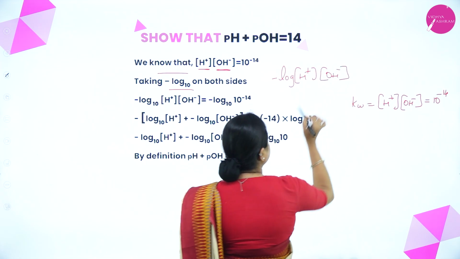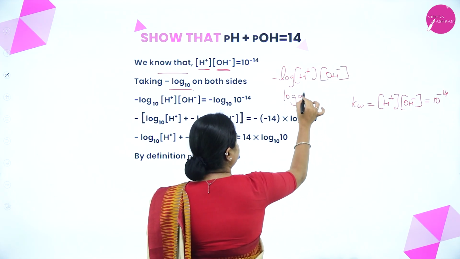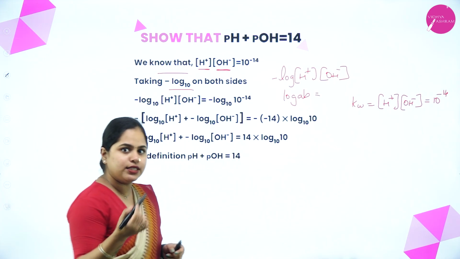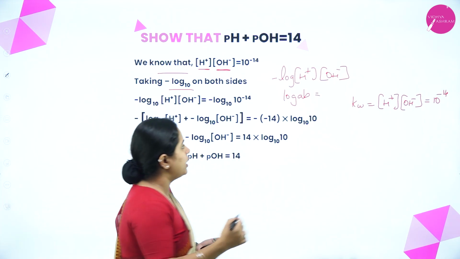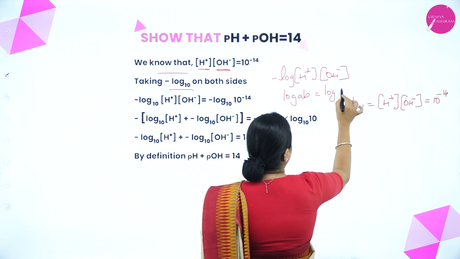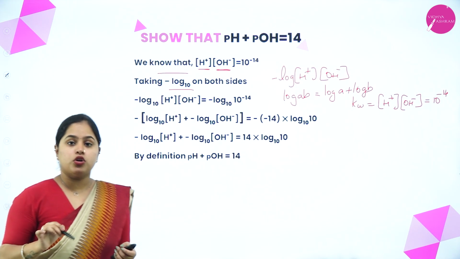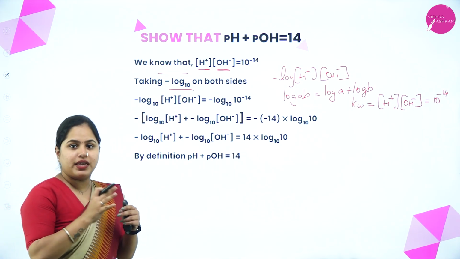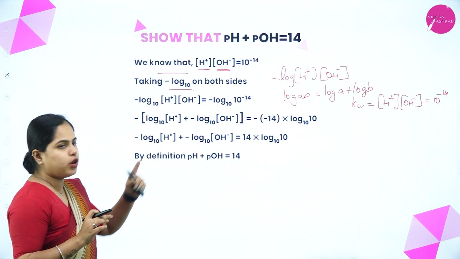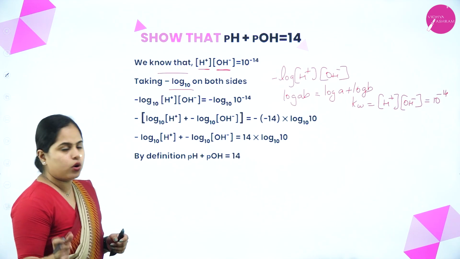So can I tell that this is in the form log AB? Yes, it is log A into B, right? So what is log A into B? It is log A plus log B. So log AB is equal to log A plus log B. So we can expand it and write it in the form log AB, as log A plus log B.